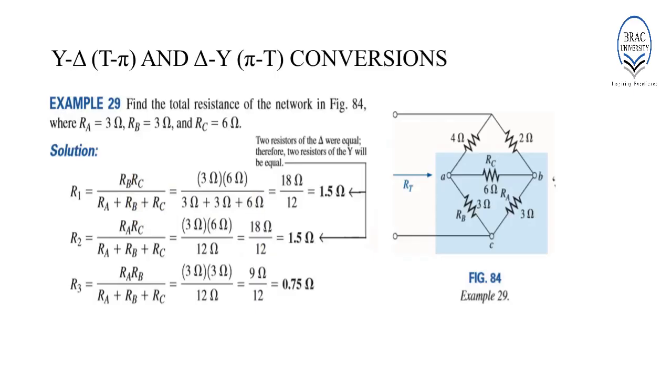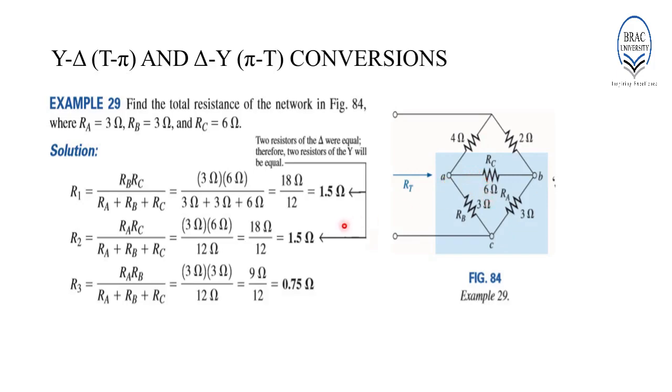In this example, we have to determine the total resistance RT between these two terminals for the following complex configuration. If you look carefully, 4 ohm, 2 ohm and 6 ohm forms one delta configuration. Also, 3 ohm, 3 ohm and 6 ohm creates another delta configuration. In order to solve this network, you can choose any of these delta configurations.